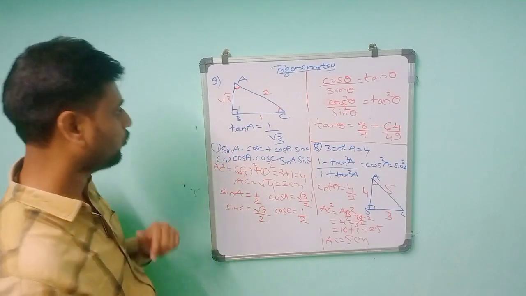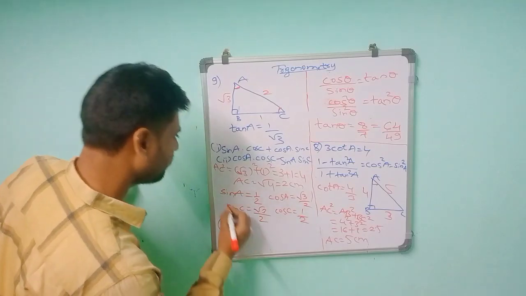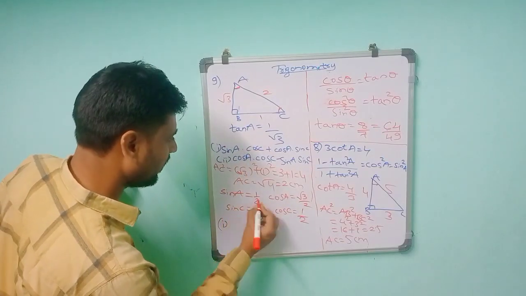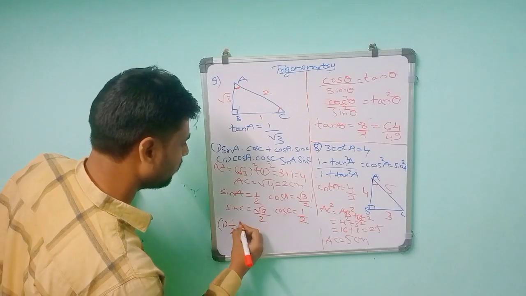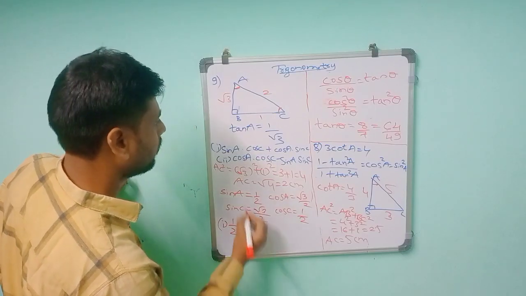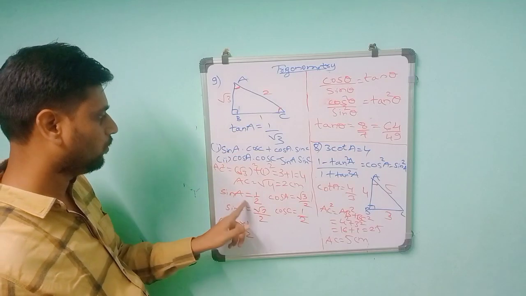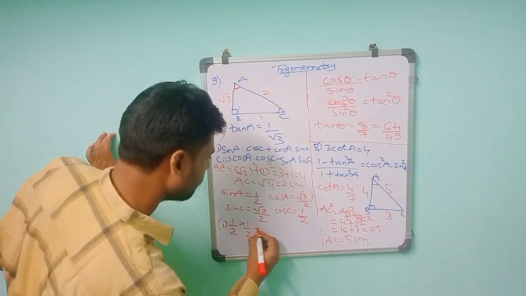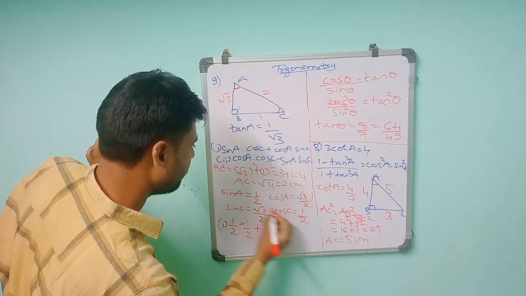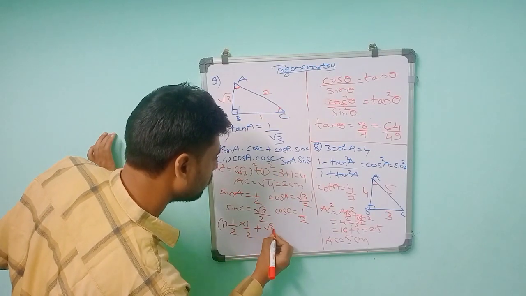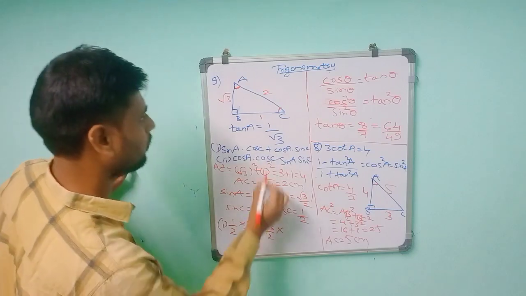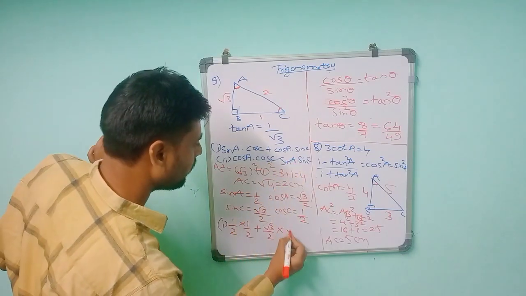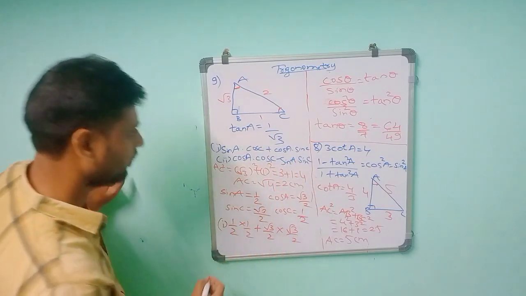Then you will substitute in the first one. So first is sin A into cos C plus cos A into sin C. Sin A is equal to 1 by 2 and cos C is 1 by 2, plus cos A is nothing but here, root 3 by 2, then into sin C. Sin C is root 3 by 2.